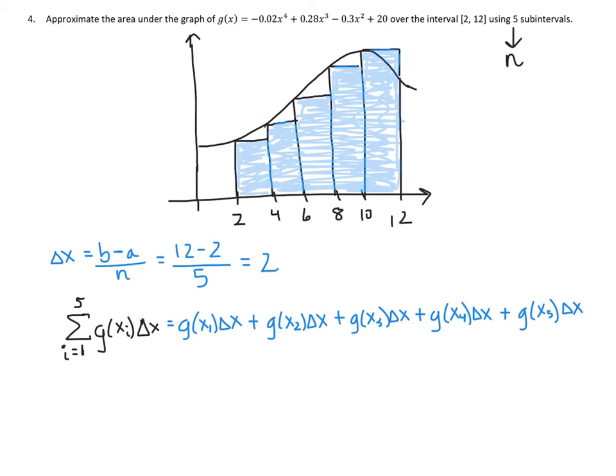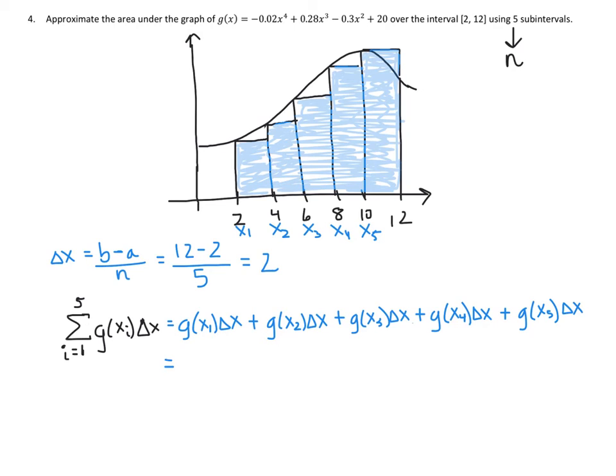Notice how each one of these terms in our sum here represents an area of one of these rectangles. I should also point out that 2 in this case, when x equals 2, that is our x sub 1. And then 4 is our x sub 2, 6 is our x sub 3, 8 is our x sub 4, 10 is our x sub 5. Those are the left endpoints for each of our rectangles.